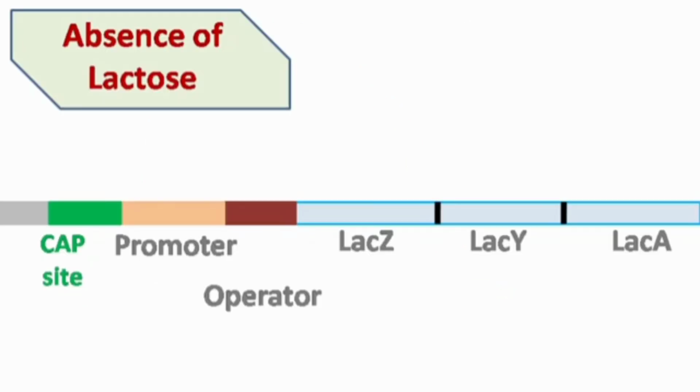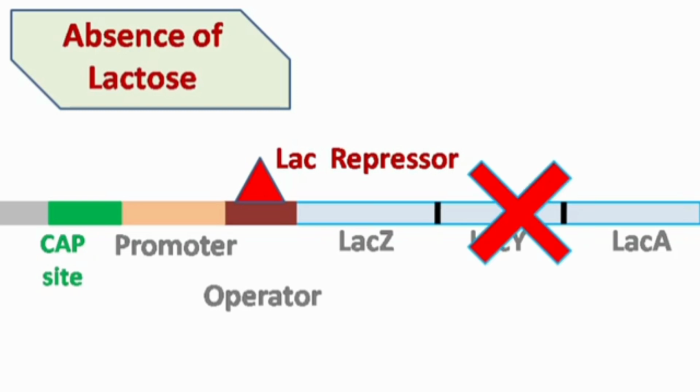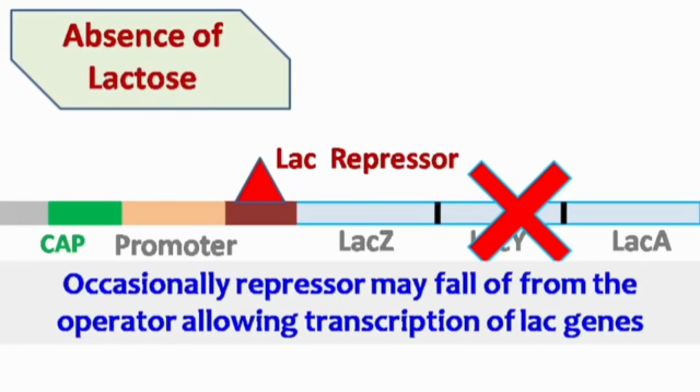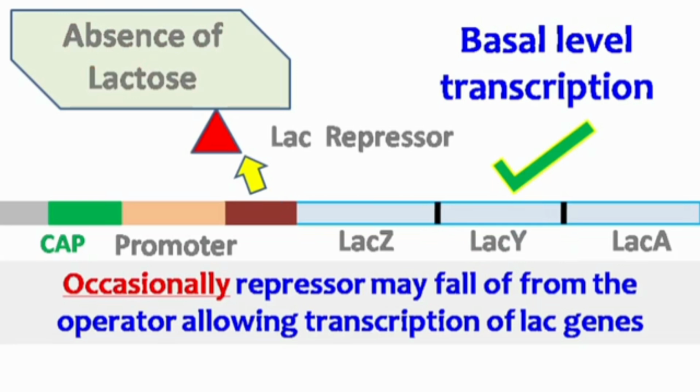Let's see how the LAC operon functions. In the absence of lactose, the operator is occupied by the LAC repressor. This ultimately shuts down the LAC operon genes. Basal level transcription: now, sometimes, even in the absence of lactose, the repressor may fall off from the operator, allowing the transcription of LAC genes. This occurs because the binding of the repressor with the operator is not permanent.